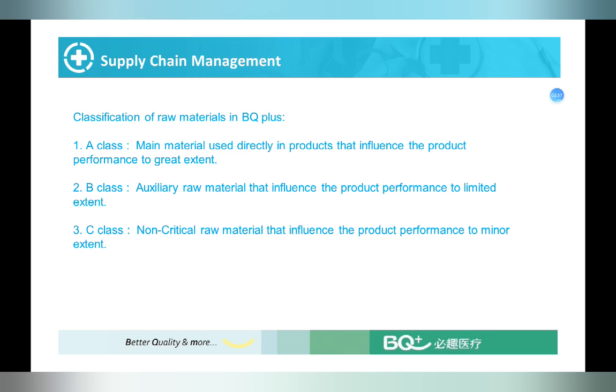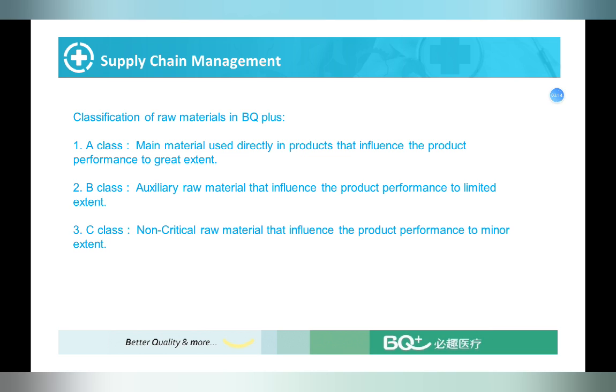First, all the purchased material will be classified into three categories. The A class is the main material that is used directly in products and influences the performance to a great extent. B class is auxiliary raw material that influences the product performance to a limited extent, like the silicone oil, right? An A class material is like the ABS material. And the C class is non-critical raw material that influences the product performance to a minor extent, like the pill pouch, soft and hard blister will be regarded as C class.